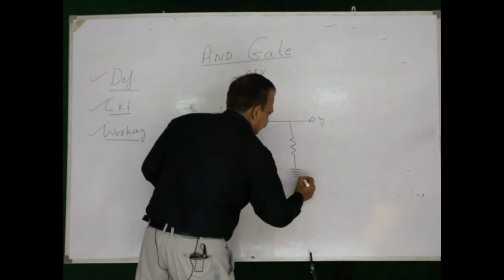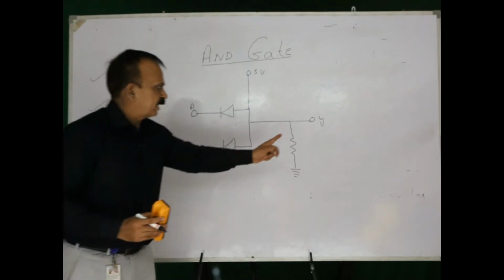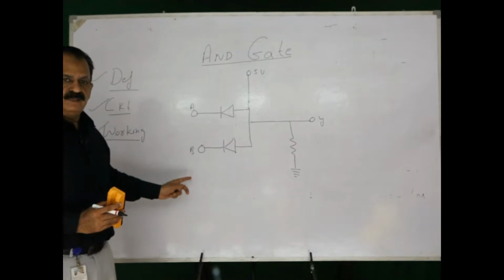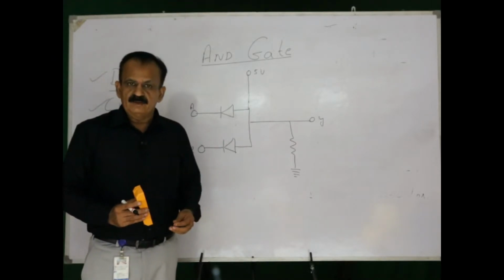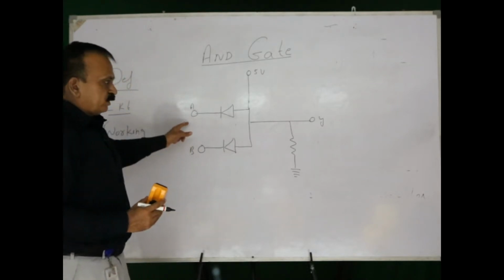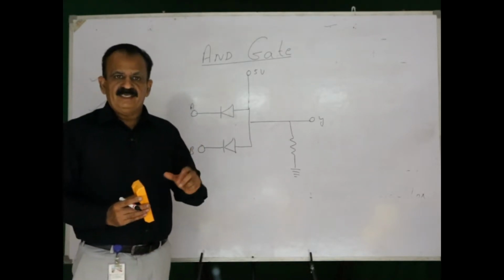Again the definition: it is a logical circuit with one output and two or more inputs. The output will be high when all inputs are high. So, with two inputs, there will be four working combinations.